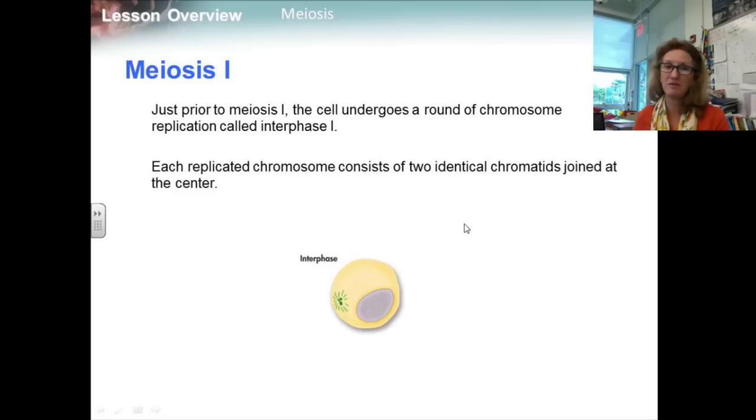And I left the writing up here to help you follow along more easily too. So just prior to meiosis 1, the cell undergoes a round of chromosome replication called interphase 1.